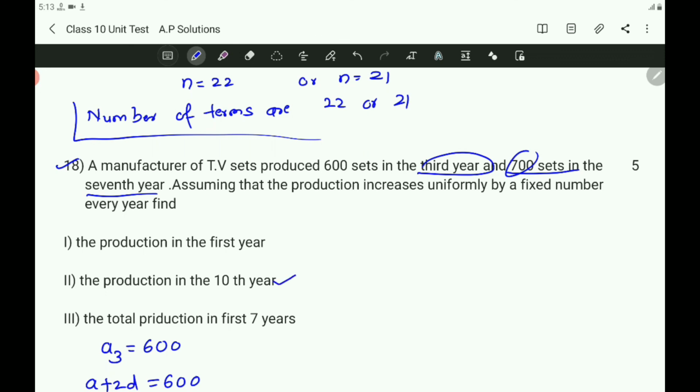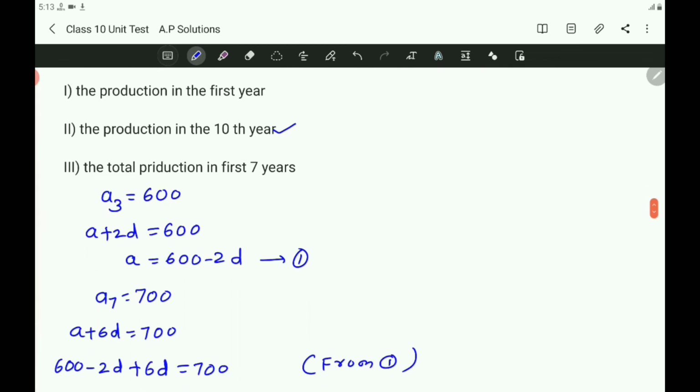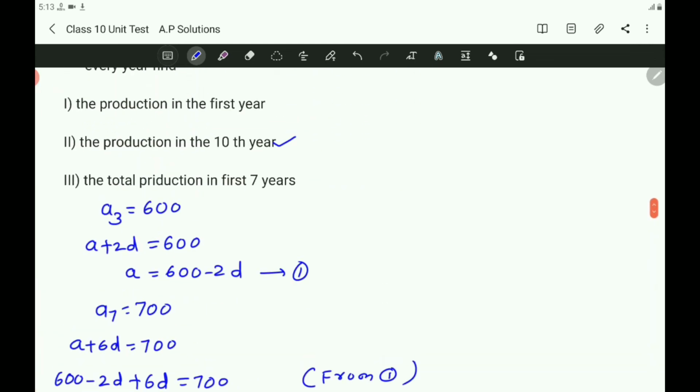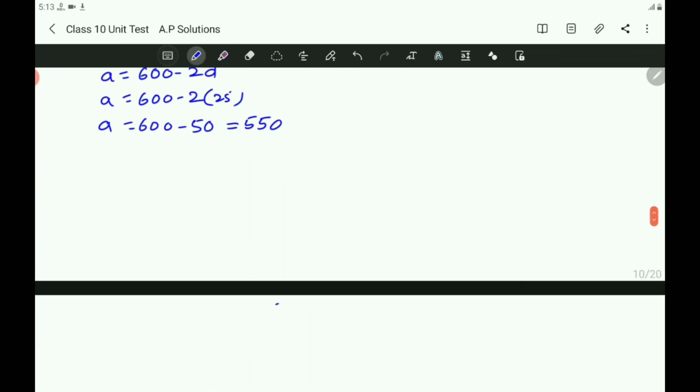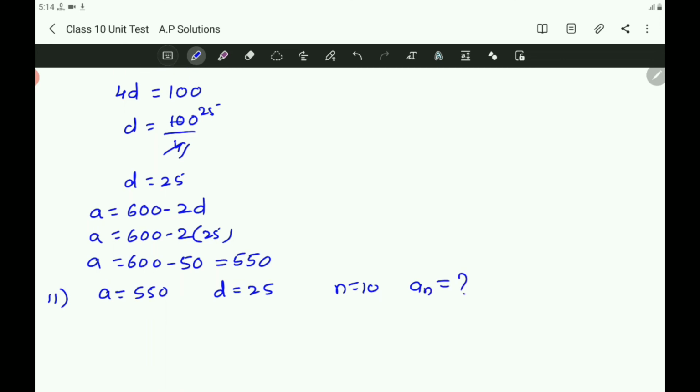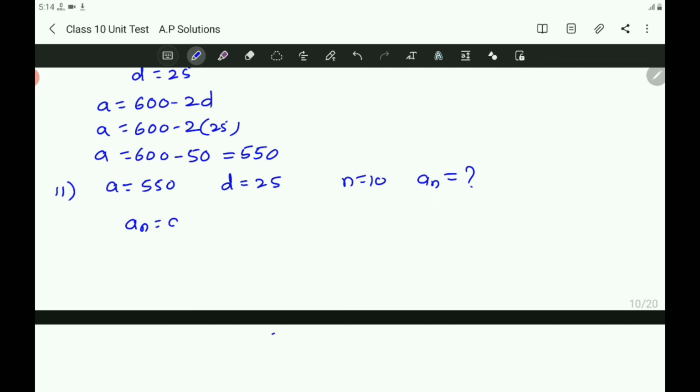Next, what you have to find out? We have to find the production in the 10th year, that is A10. By using that A and D, find the production in the 10th year. For the second one, you use A as 550 and D as 25. What you have to find out is A10. Here n equals 10, an equals question mark. Then you write an equals a plus n minus 1 into d. A10 directly you can write a plus 9d, or otherwise a plus 10 minus 1 into d.